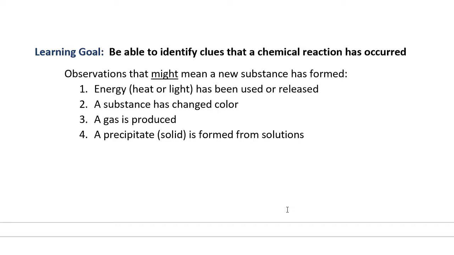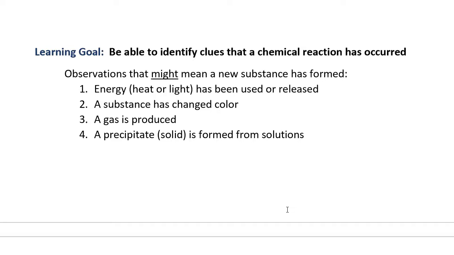For example, maybe a temperature change occurs. A substance might get colder or hotter. Or perhaps you see light produced. That light could be in the form of a flame. A second clue, a substance has changed color. Perhaps to begin with you have a clear liquid, but then something happens and it turns orange.